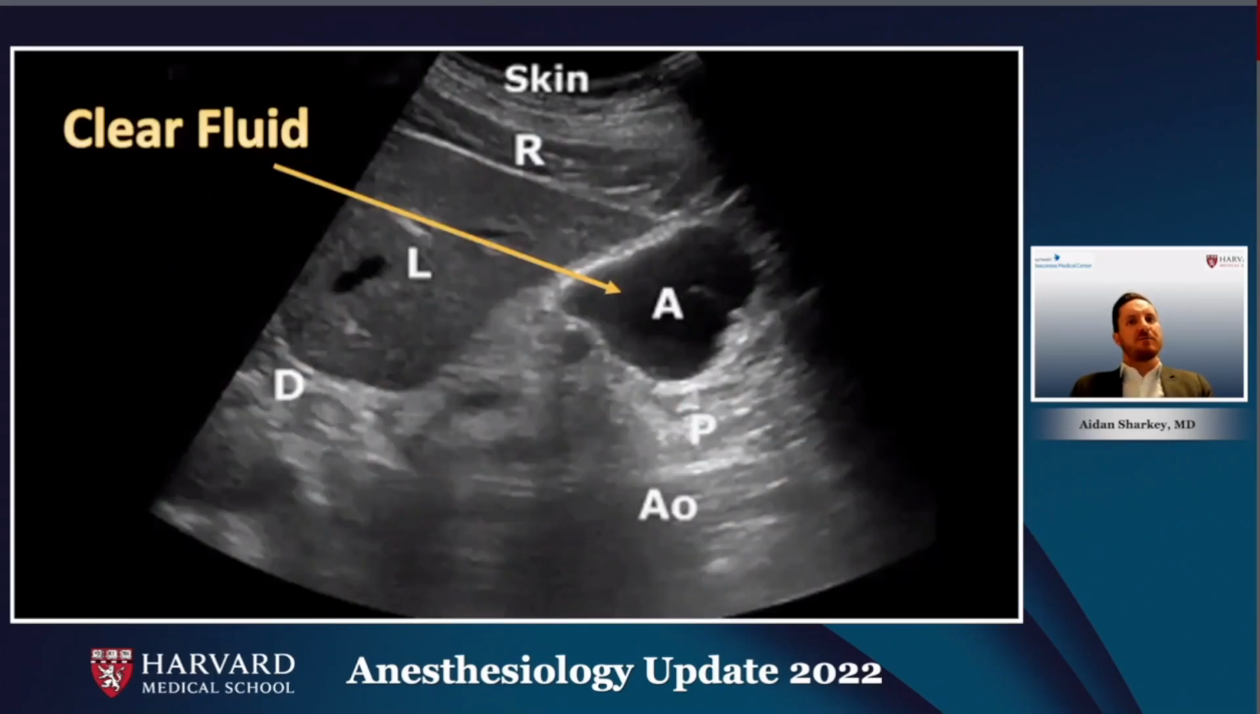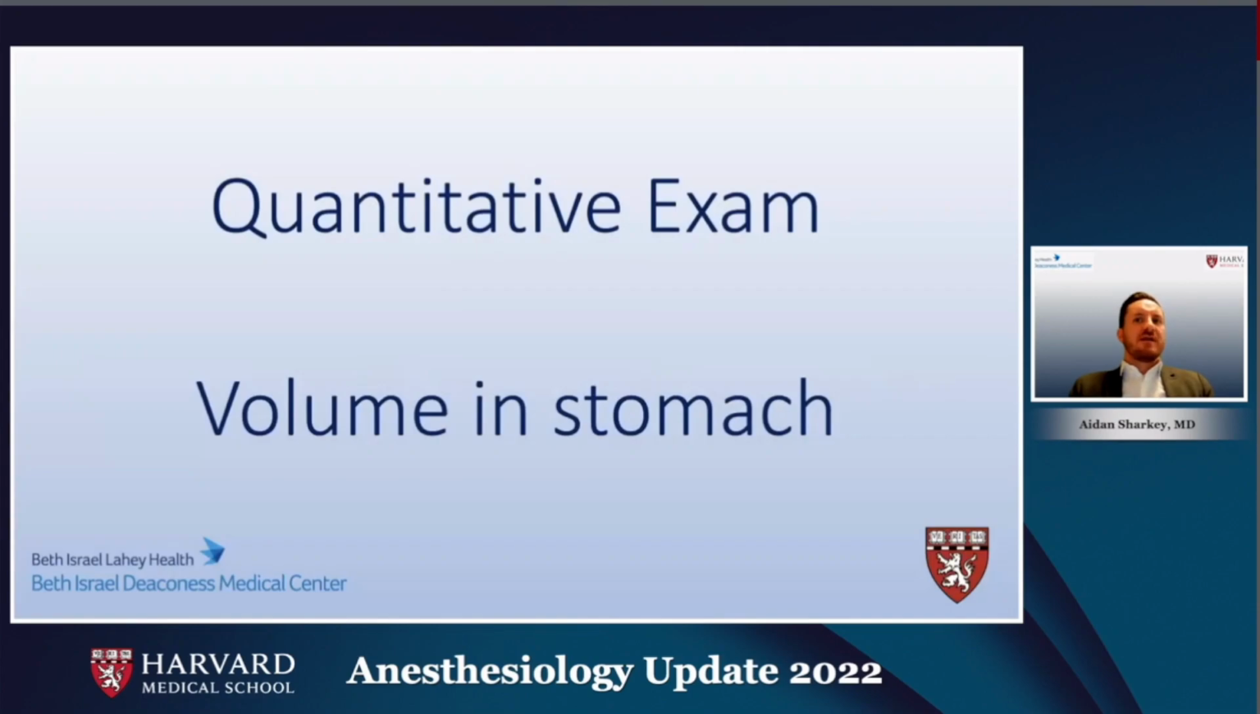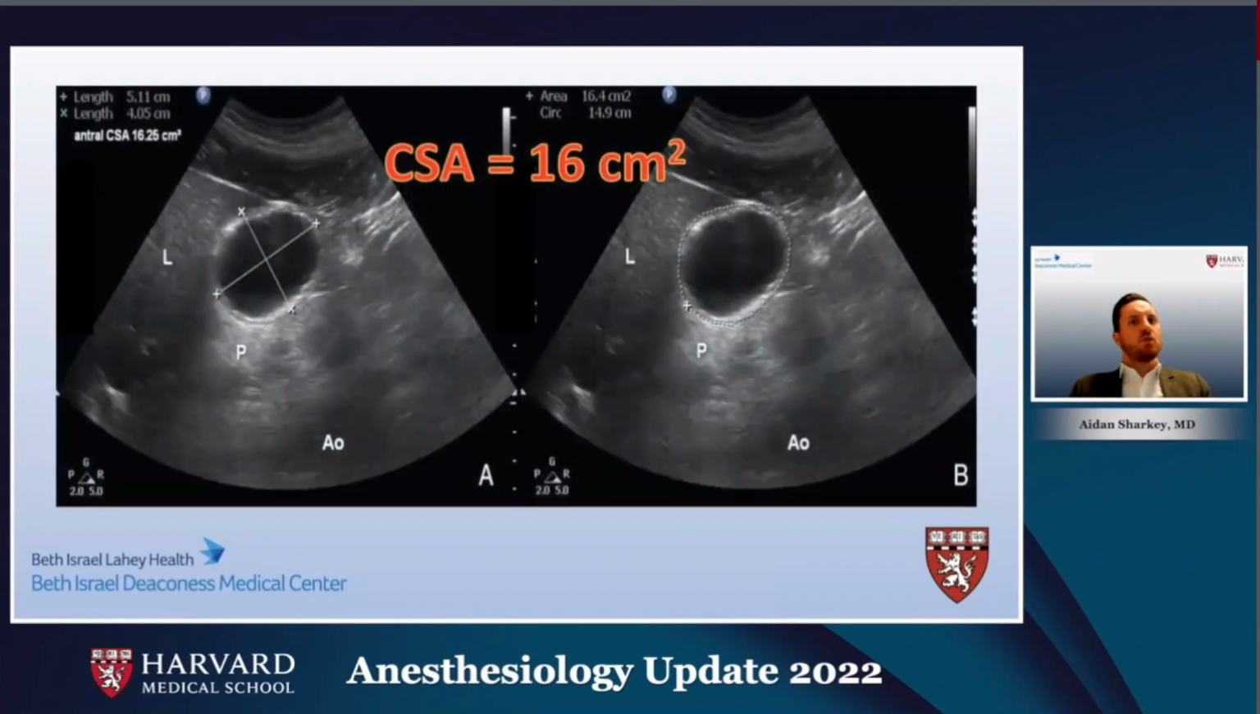Putting the ultrasound on this patient's abdomen, we have the following image, and this clearly shows liquid in the gastric antrum. So we now know that this patient has liquid in his stomach, but does this put him at increased risk of aspiration? Well, in order to answer this question, we need to perform a more quantitative exam in order to determine the exact volume, which will determine his aspiration risk. To do this, we measure the cross-sectional area of the gastric antrum.